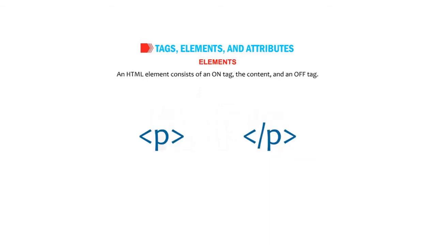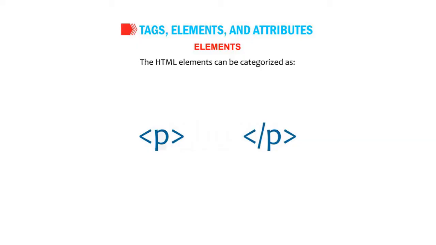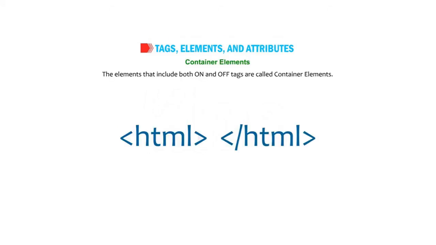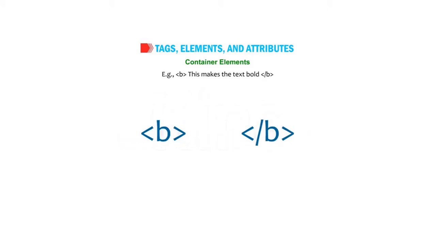Now next one is elements. An HTML element consists of an on tag, the content, and an off tag. The HTML elements can be categorized as container elements and empty elements. The elements that include both on and off tags are called container elements. For example, the b tag makes the text bold, right? So it is a container element because the b tag has an opening tag as well as the closing tag.